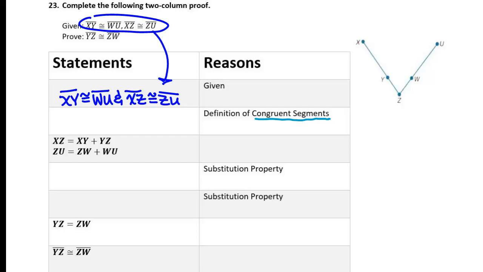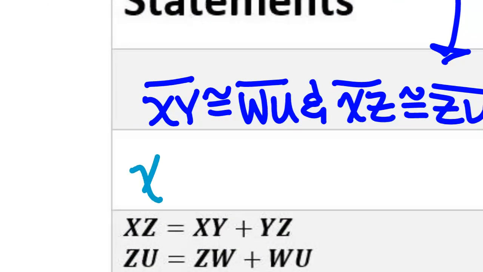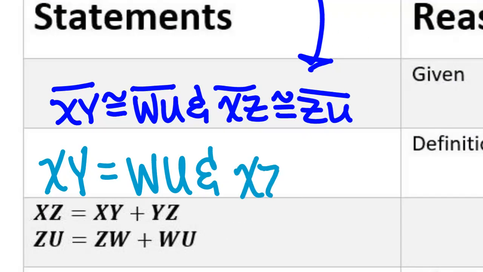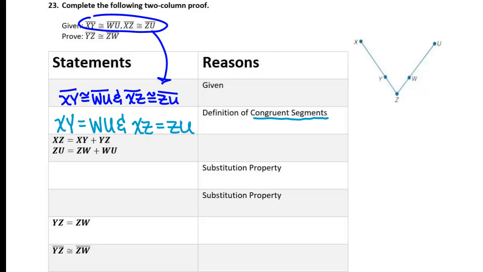These two are congruent, and these two are congruent. What does it mean to be congruent? The same size. What symbol can I use if they're the same size? Equals. So the length of XY equals the length of WU, no bar over the top, because now I'm talking about how big it is. And the length of XZ, no bar over the top, is equal to the length of ZU. So far, so good?